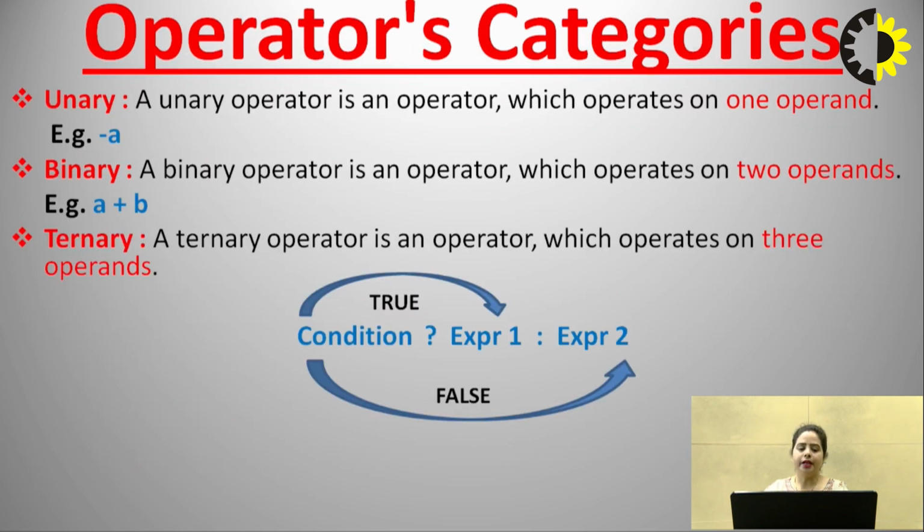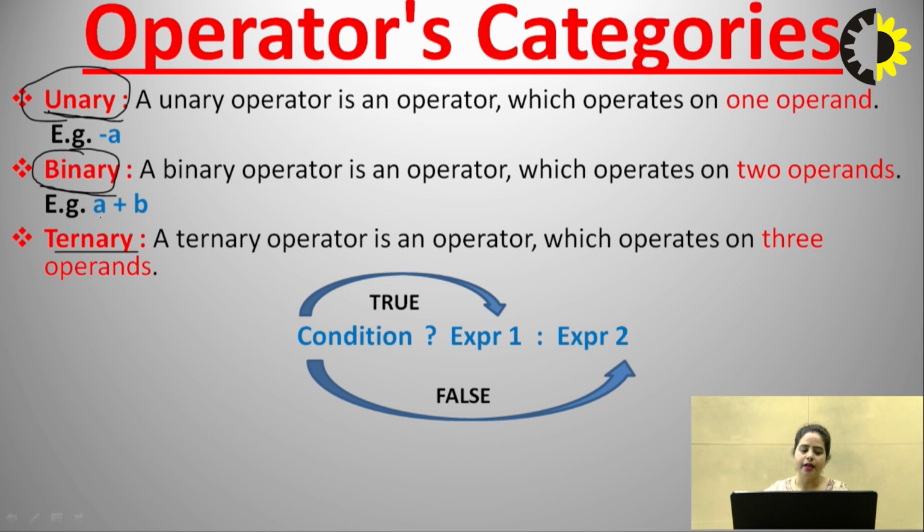Now, depending upon the operands we are using, operators are categorized into three categories. First is the unary operator, second is the binary operator, third is the ternary operator. What is a unary operator? If the operator we are using works on a single operand, then it is known as a unary operator. Coming to the binary operator: if the operator works on two operands, then it is known as a binary operator.